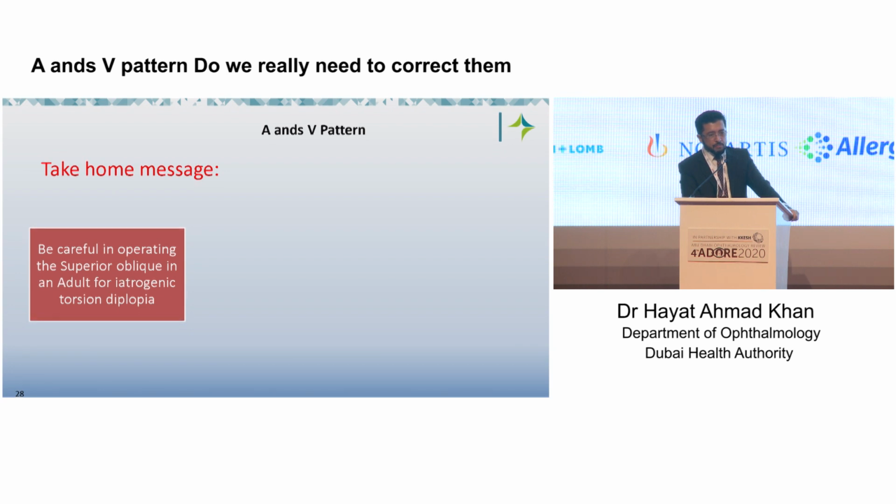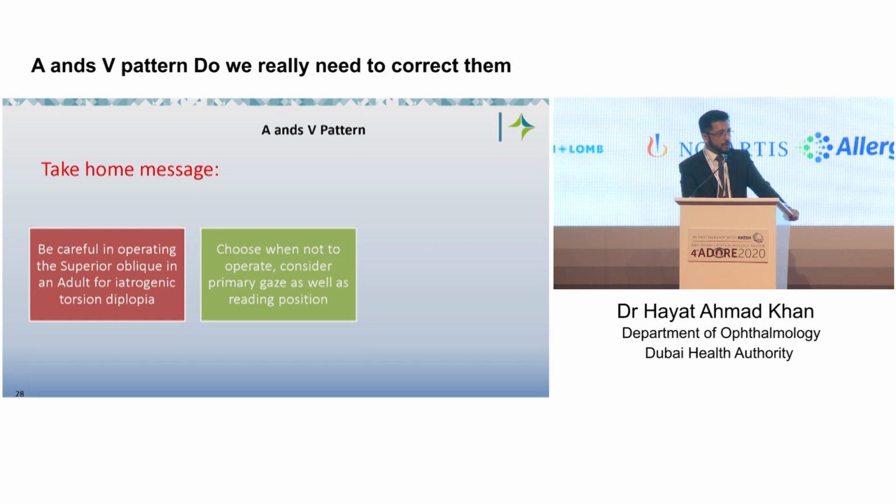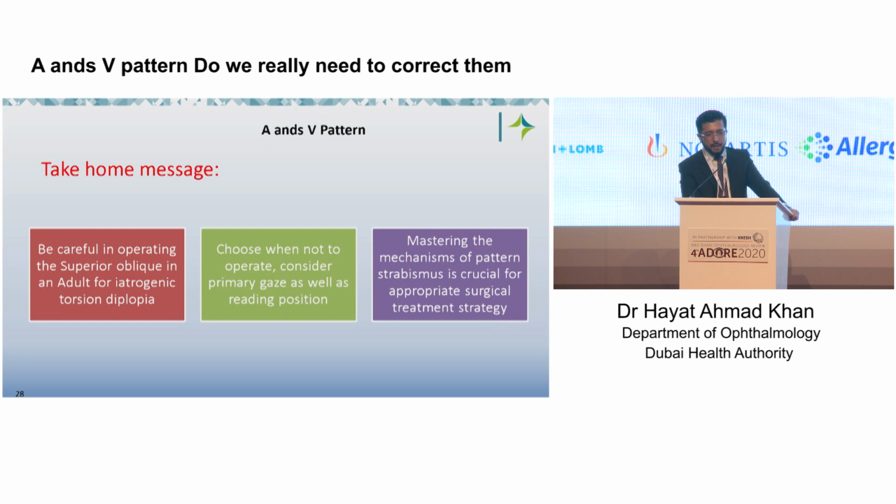So the take-home message is to be careful operating on the superior obliques in adults, because you can actually cause an iatrogenic torsional diplopia and it can be really a problem. So we have to choose where to operate and where not to operate, and consider the primary gaze as well as the reading position. And mastering the mechanism of pattern strabismus is crucial for the appropriate treatment strategy.